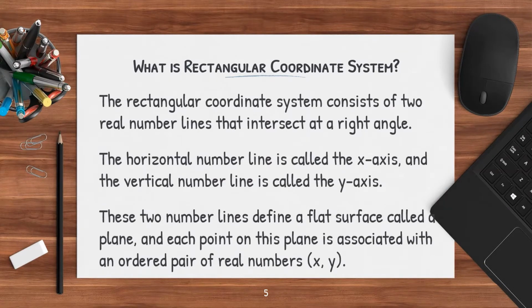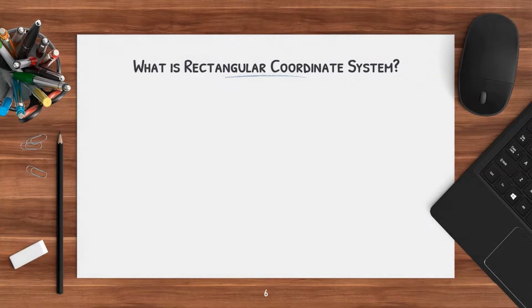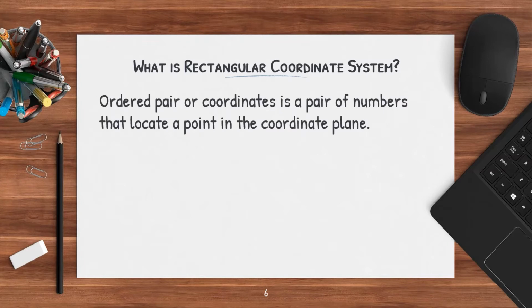The rectangular coordinate system consists of two real number lines that intersect at a right angle. The horizontal number line is called the x-axis and the vertical number line is called the y-axis. These two number lines define a flat surface called the plane, and each point on this plane is associated with an ordered pair of real numbers x and y. Ordered pair or coordinates is a pair of numbers that locate a point in the coordinate plane.